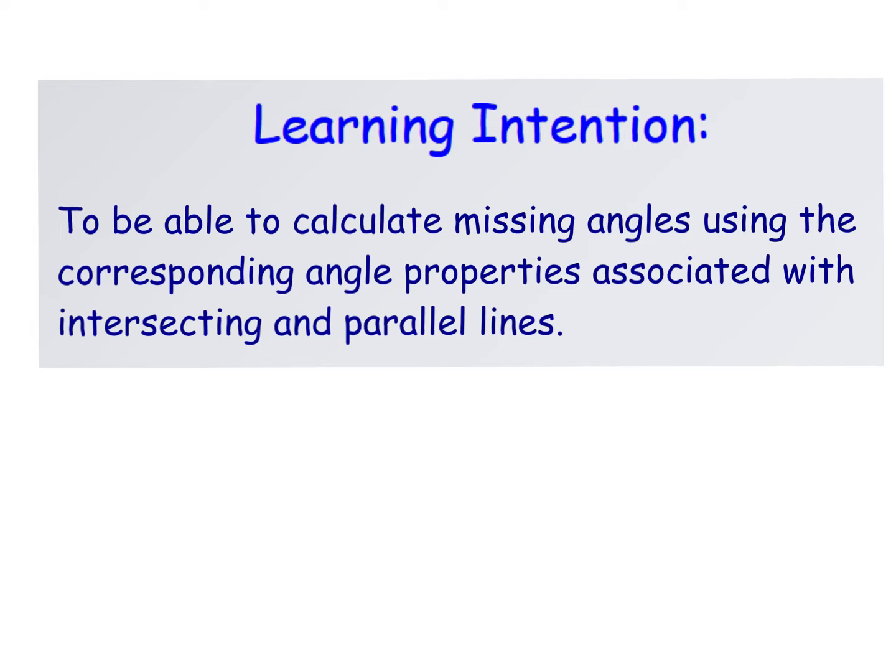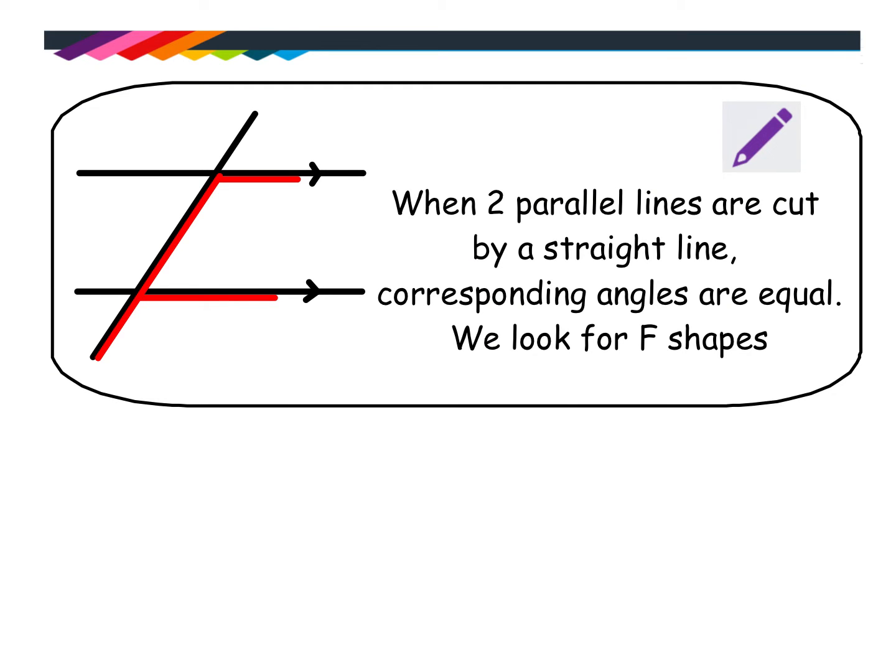Prior knowledge to this is you should be familiar that two angles in a straight line, for example, like this, always add to 180. It might also be handy to be familiar with opposite angles being equal and angles adding to 180 in a straight line. So what happens in maths is when you have two parallel lines being cut by a straight line, corresponding angles are said to be equal, and we look for F shapes. So let's explain what this means.